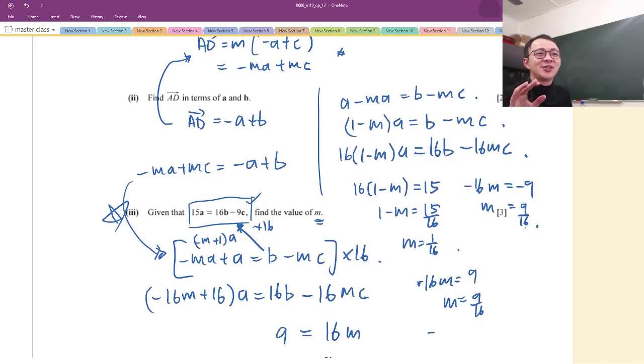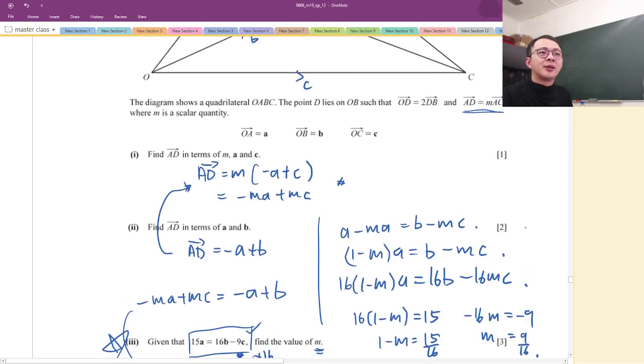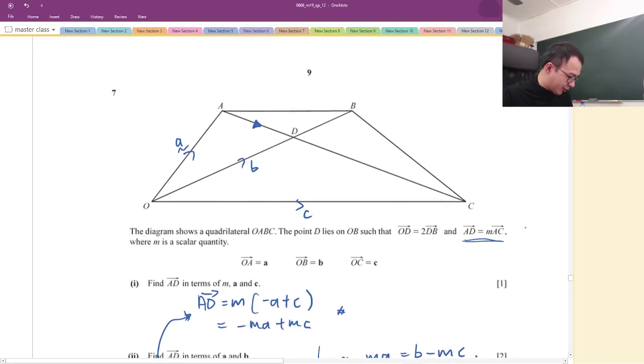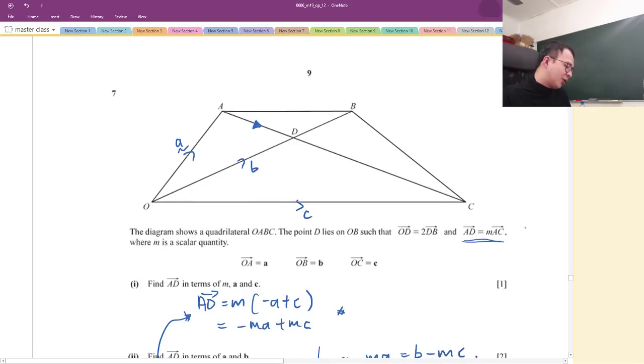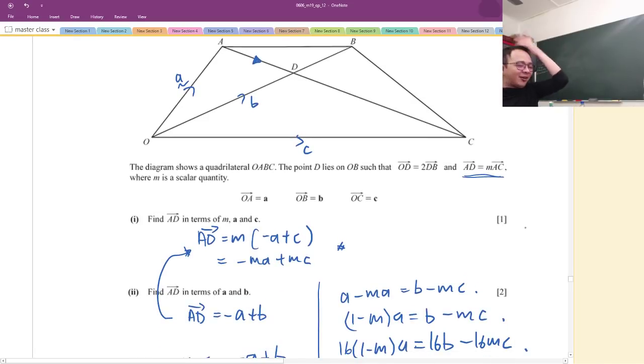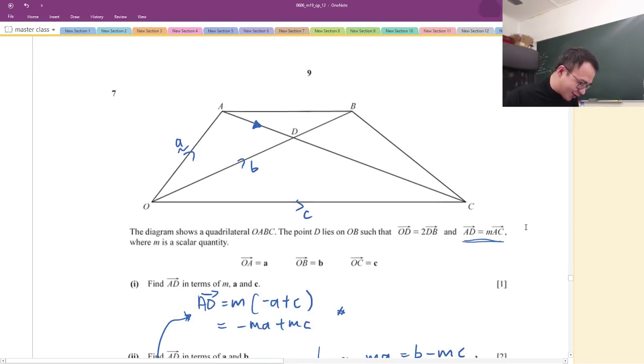But question 2. Oh, part 2 I got wrong. Oh, yeah, part 2 I got wrong. Because this is OB, it is a whole thing. So therefore, yeah, I need to use the information given here. So yeah, thanks for that. So no wonder I got a different result.